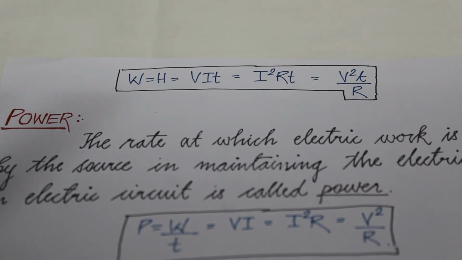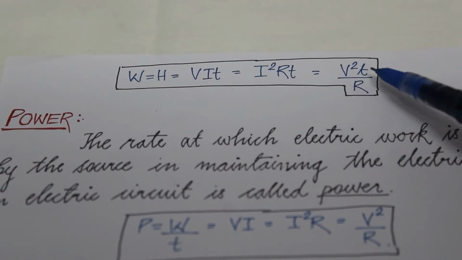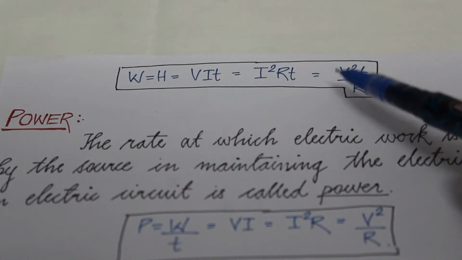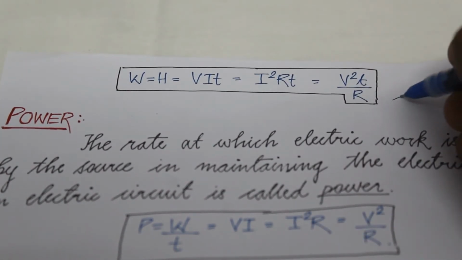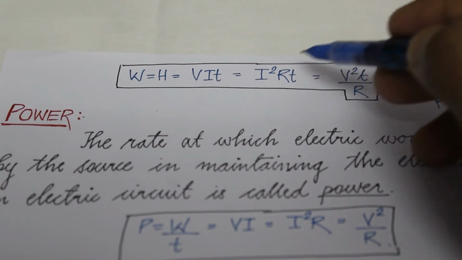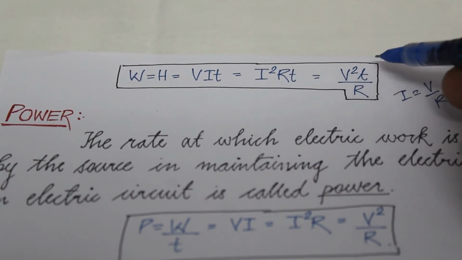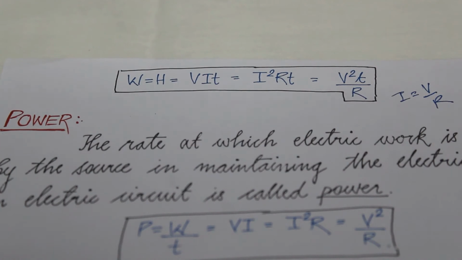Now moving on, as we have derived the formula of heat energy, that is equal to I square RT, and also we have derived VIT. There is a third formula for it, which is V square into T upon R. Now how has this formula been derived? As we know, I is equal to V upon R. So we put this value over here, we'll get V square T upon R. So these are the three basic formulas using which you can find out the heat energy released.